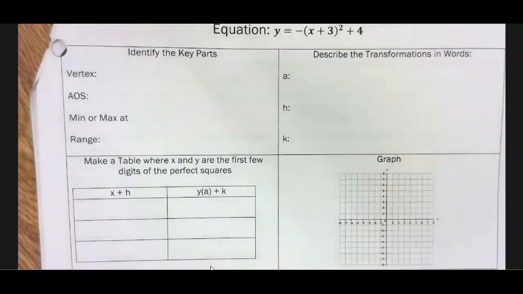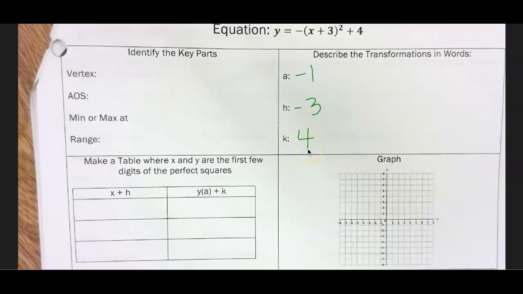All right, who knows what my H value is, Sophia? Nope, just the inside number. Yeah, so my H value is that inside number. It's always the opposite of what it is on the inside. So if it is +3 in the problem, it is -3. Like I said, we haven't done vertex for a while. And then the K value is what's at the end. Go ahead, Chris. 4. Yes.